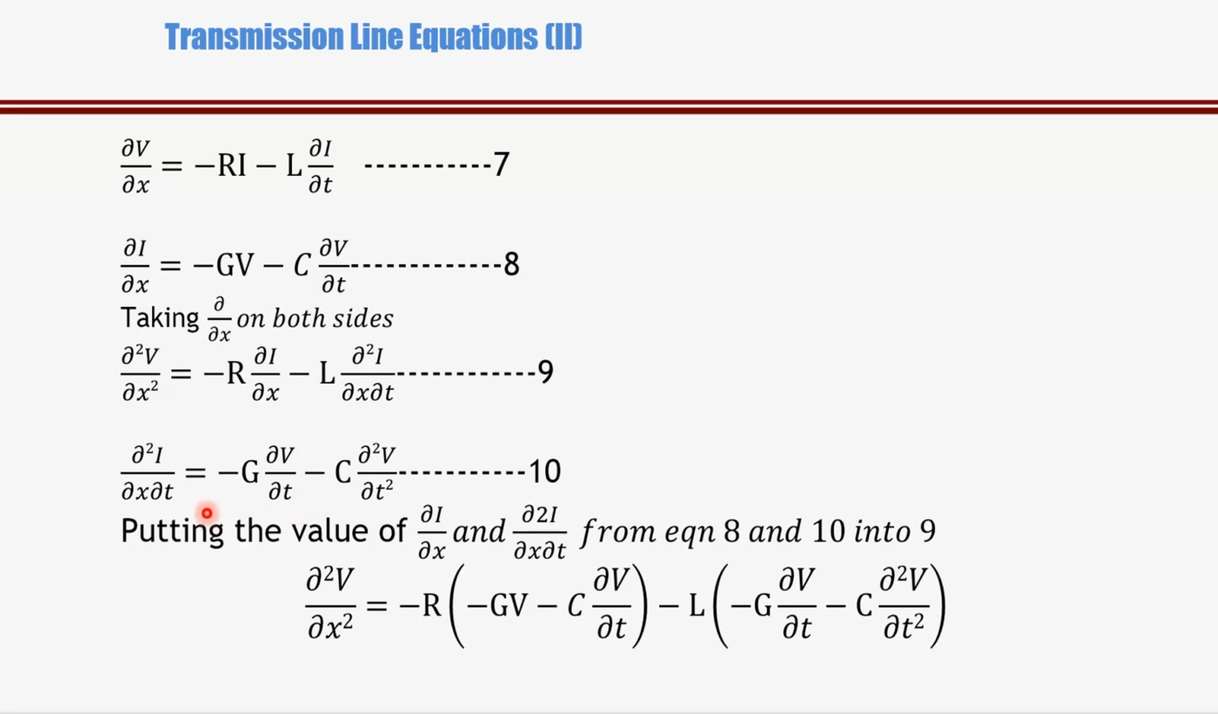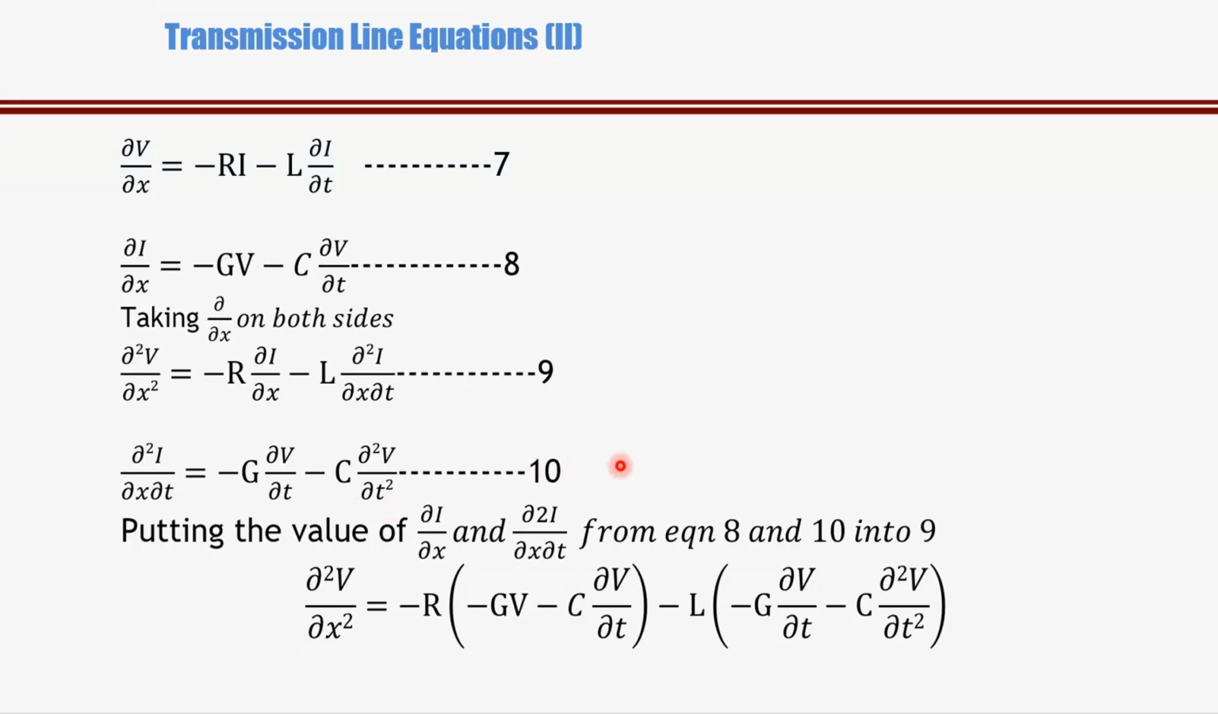Right, so now take the derivative with respect to t of equation number 8. Taking ∂/∂t on both sides of equation number 8, what will I get? I will get equation number 10, that is ∂²i/∂x∂t = -g ∂v/∂t - c ∂²v/∂t².